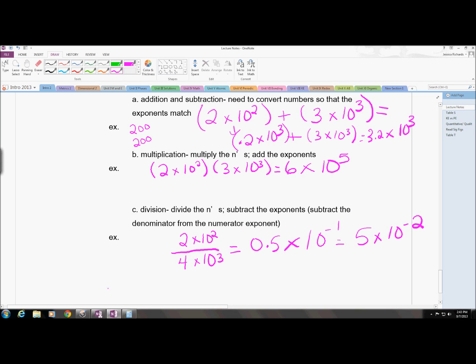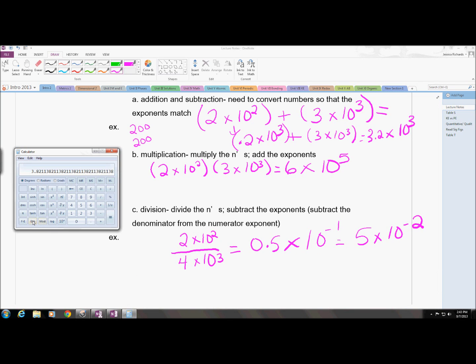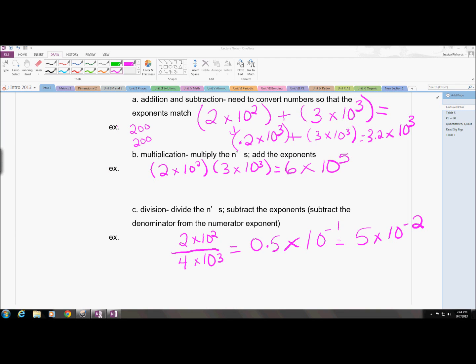Easiest thing to do with scientific notation is, again, learn to use the calculator. Learn to use that exponent button. 2 times 10 to the second divided by 4 times 10 to the third equals 0.05. That's the same thing as 0.5 times 10 to the negative first. It's the same thing as 5 times 10 to the negative second, 2 places over. Learn to use the calculator, and you don't have to worry about the scientific notation math rules. All right, that's it for Lecture B.